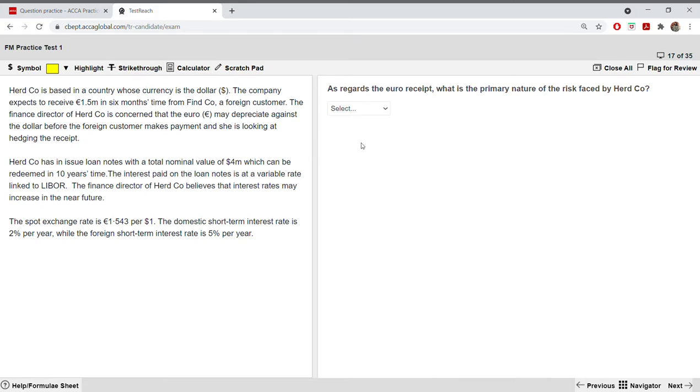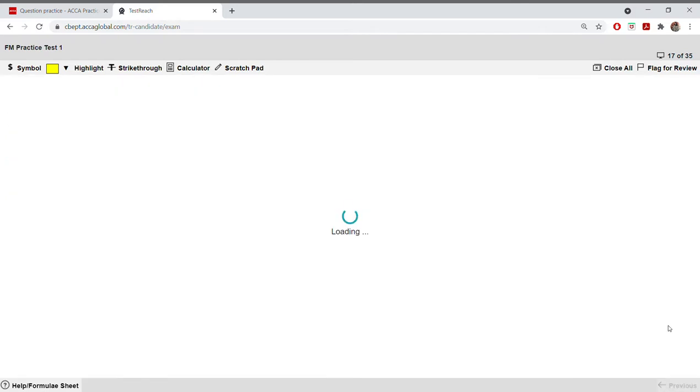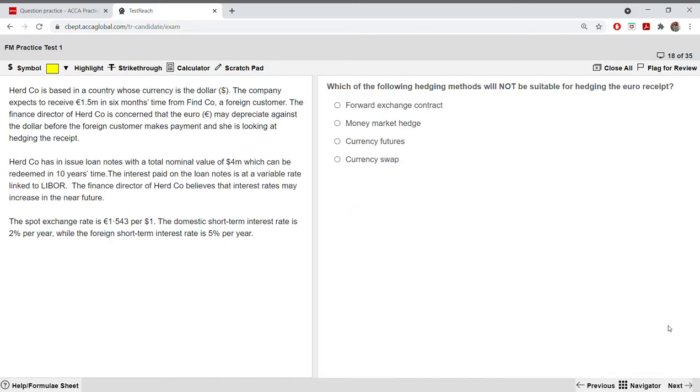Now you have two options, transaction and translation. Translation risk comes when you translate your financial statements at the year end. You might have a difference, either a foreign exchange gain or loss, which is recorded in reserves. We know that from financial reporting. So it is not translation, it is transaction risk, because we can hedge. We are hedging it short term, transaction risk. Whatever I'm explaining now has to go through your mind when you are answering such questions.